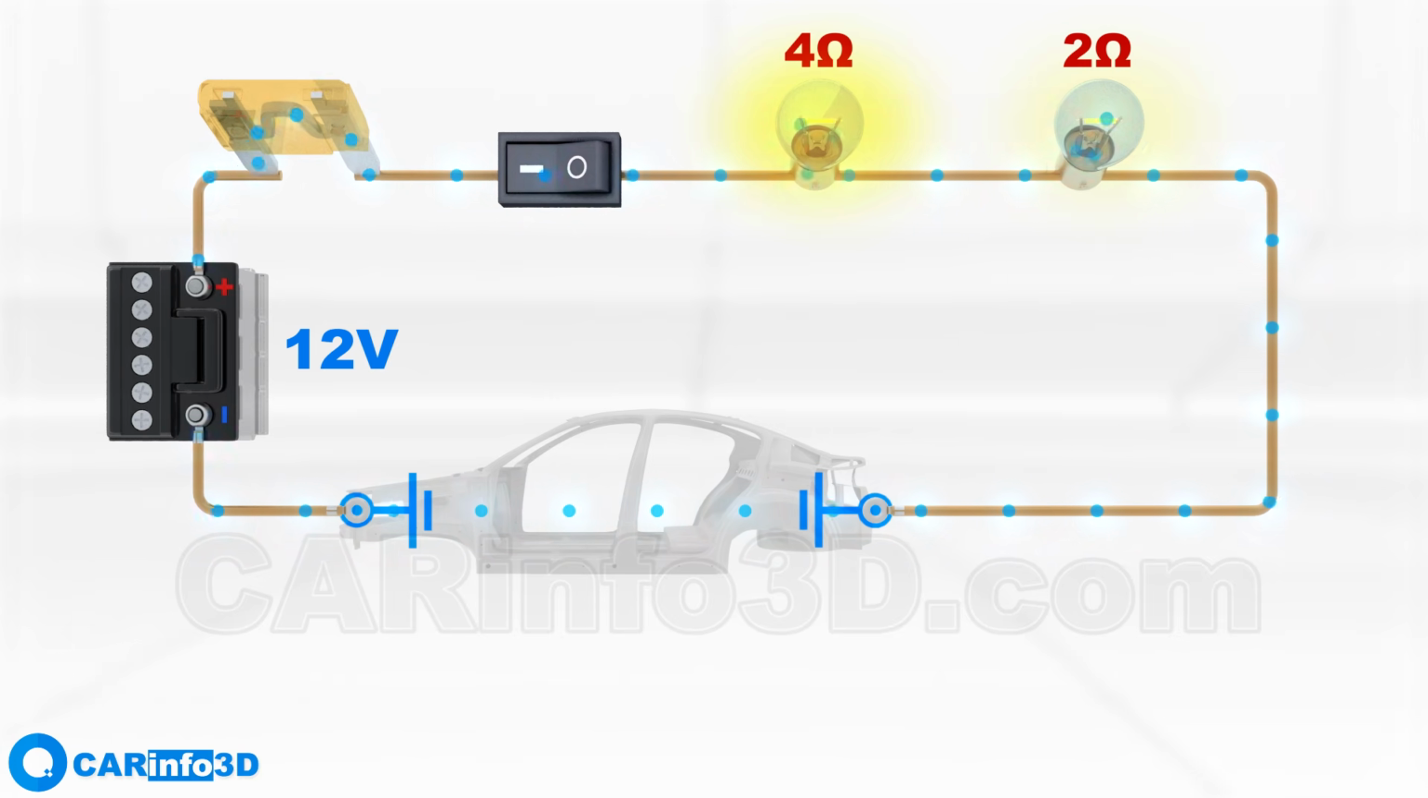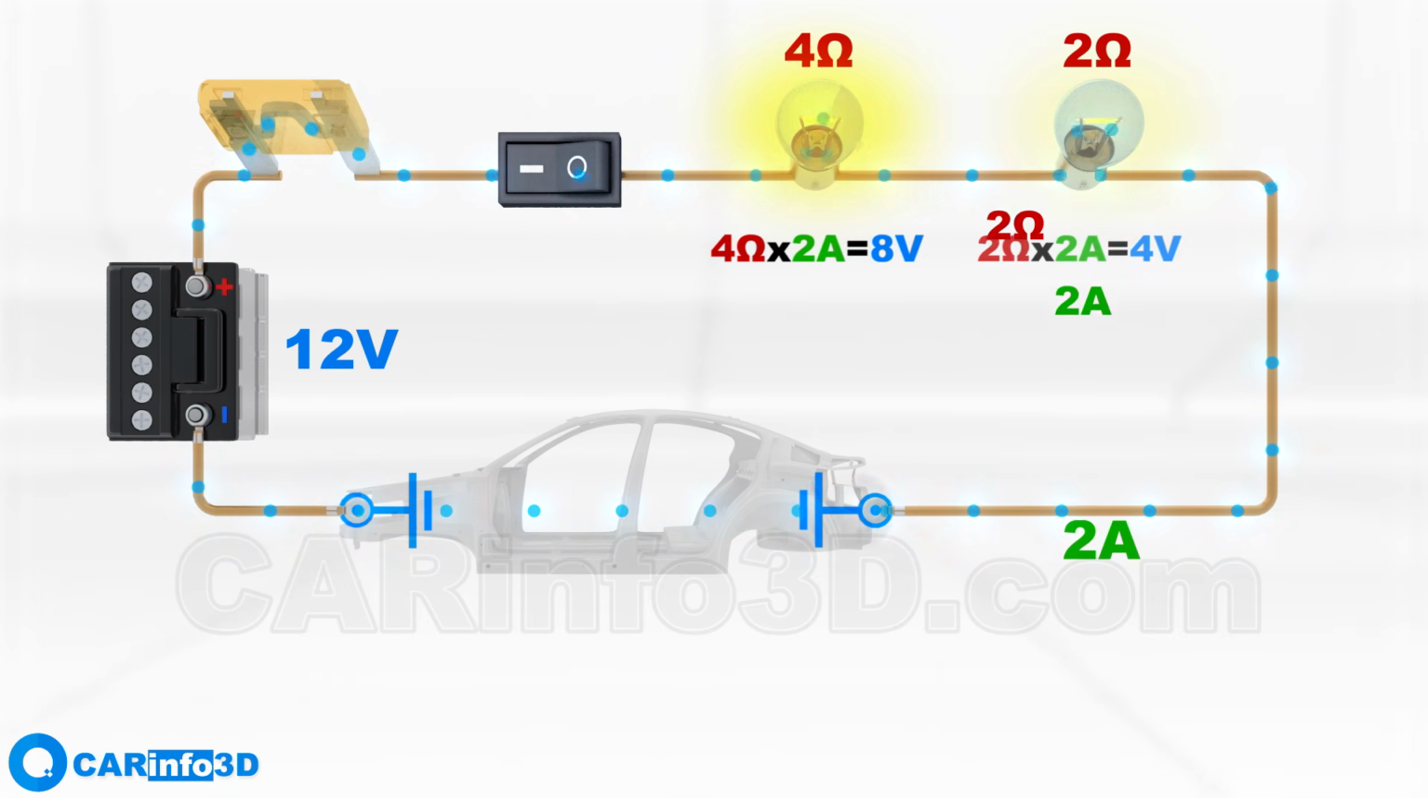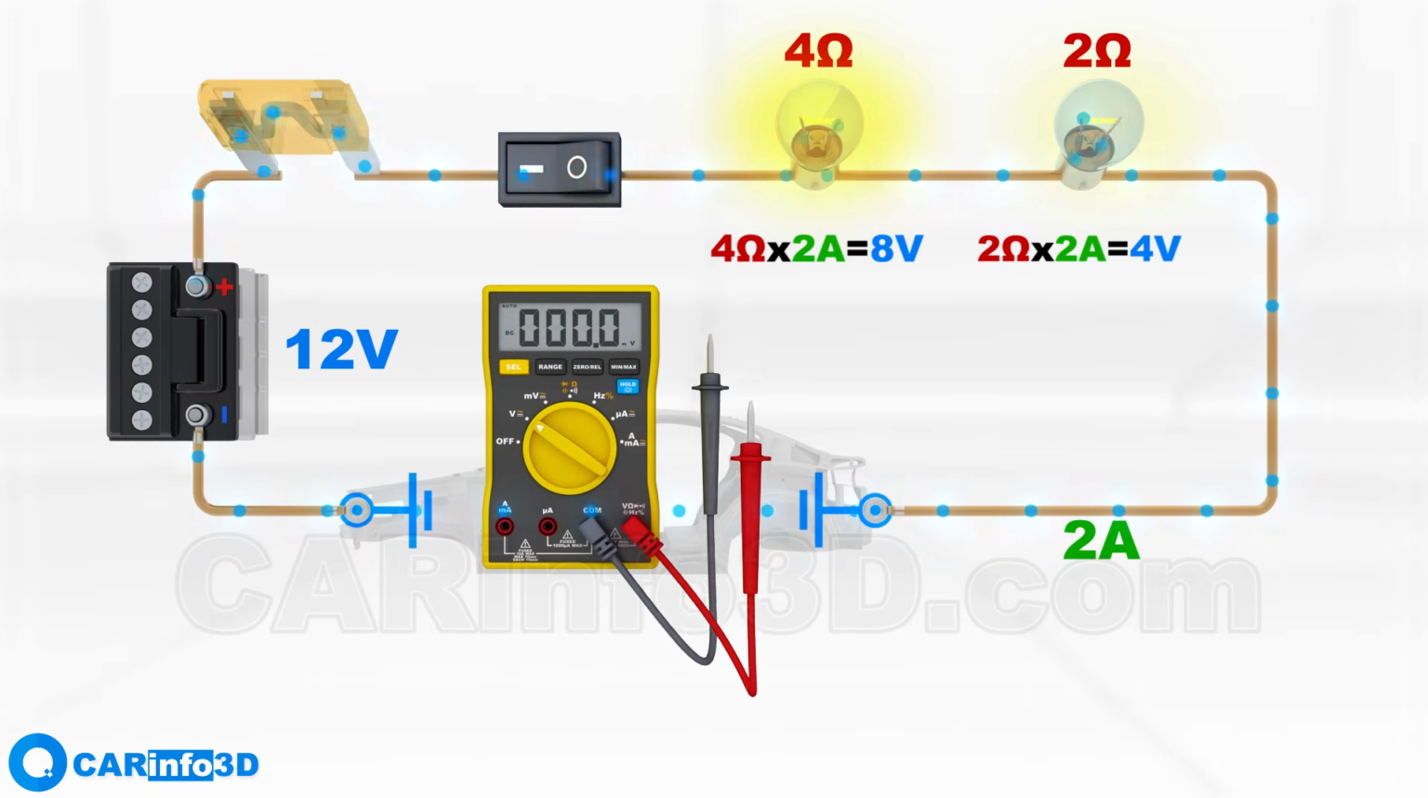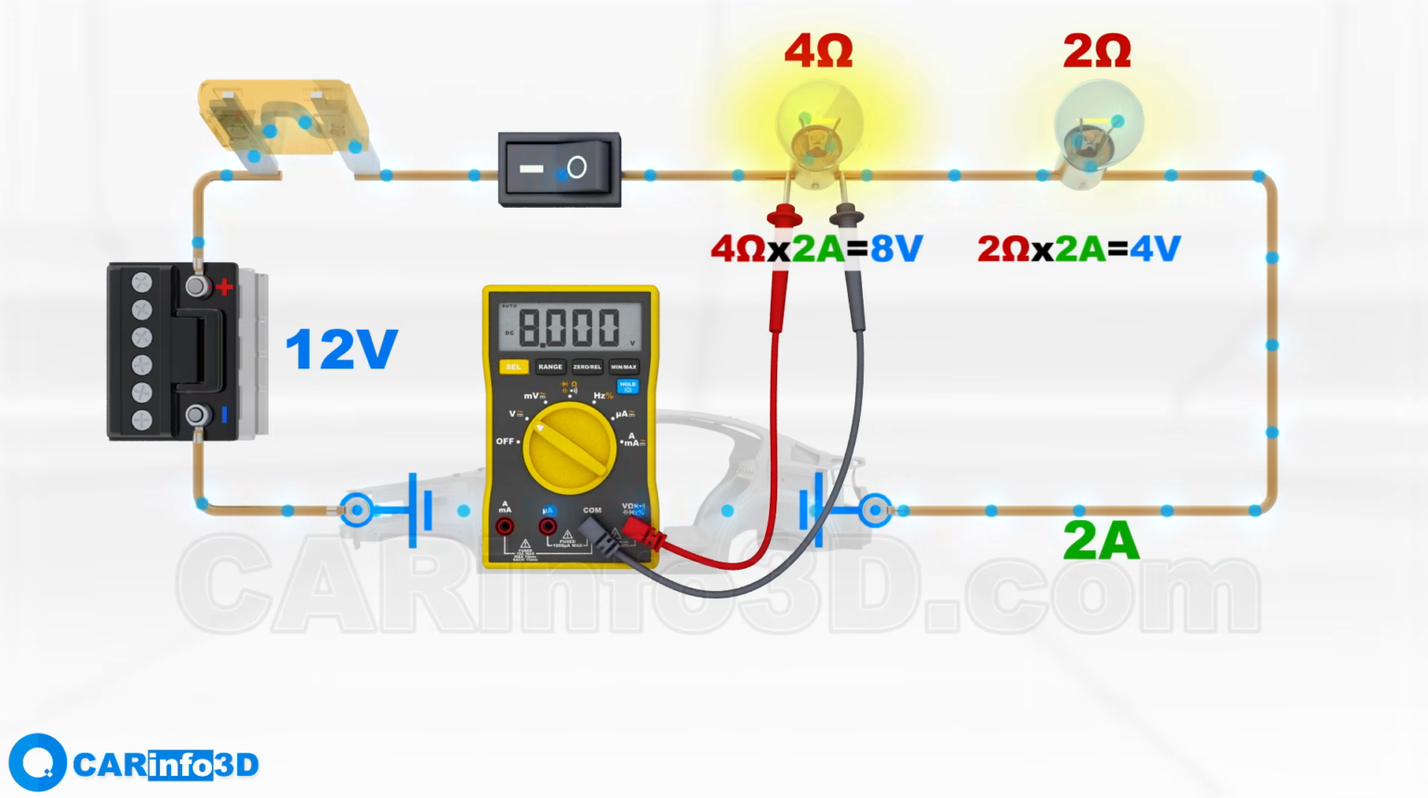The voltage division rule states that voltage across components divides directly proportional to their resistance. Let's say one bulb has a resistance of 4 ohms and the other 2 ohms. Now we'll calculate the voltage drop across each bulb. For this, we'll use Ohm's law. We multiply each bulb's resistance by the total circuit current. Here the circuit current is 2 amperes. This means that one bulb will get 8 volts, while the other will receive 4 volts. In other words, the voltage drop is 8 volts across one bulb and 4 volts across the other. If we measure voltage across the bulbs, the multimeter will return the same values.